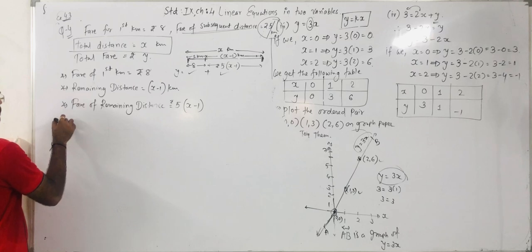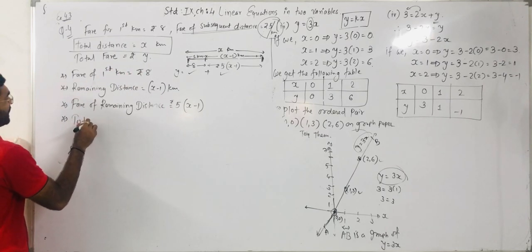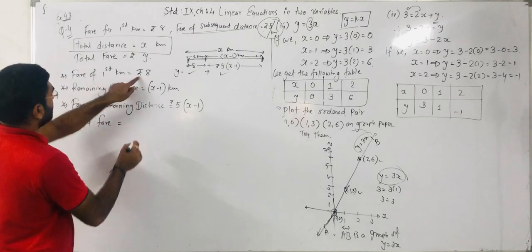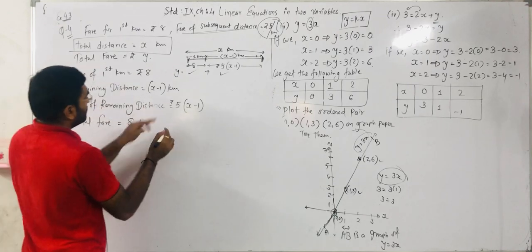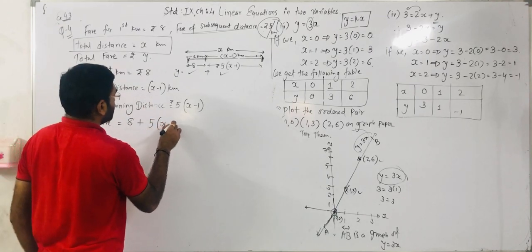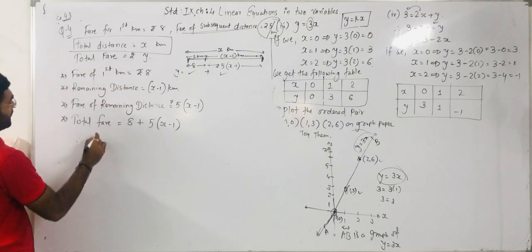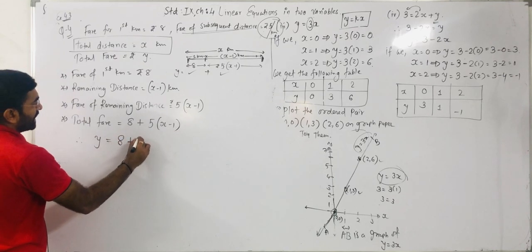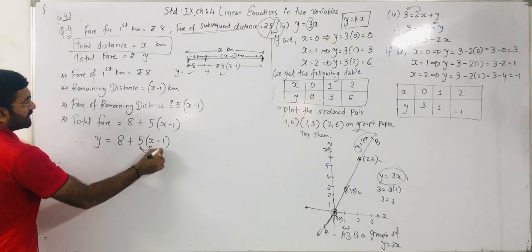Now here the total fare is given as y rupees. So we can define the total fare is equal to the first kilometer fare of 8 rupees, plus the remaining distance fare of 5 times x minus 1. Right. So the total fare is given here as y. So on the left hand side I put y is equal to 8 plus 5 times x minus 1. Now that 5 is multiplied inside the bracket.